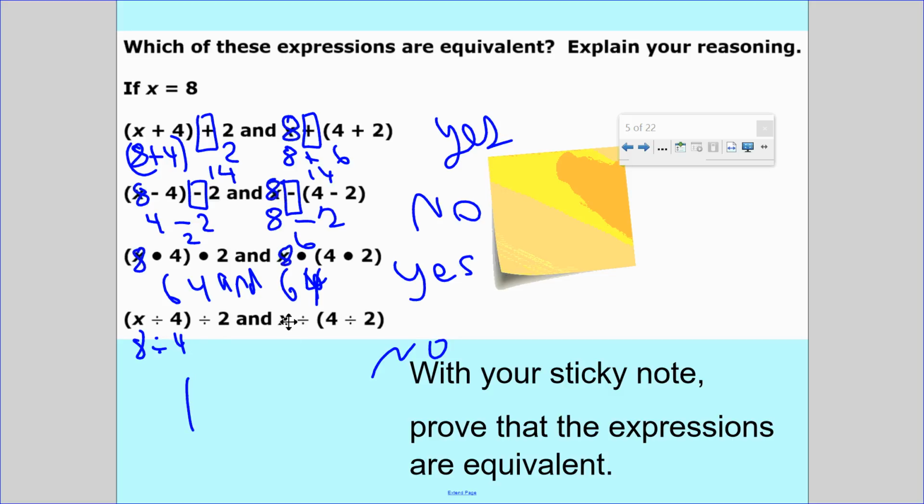This one? We substitute the x with 8. 8 divided by, what is the quotient of 4 divided by 2? 2. 8 divided by 2 is 4. So, as you can tell, they are not equivalent.